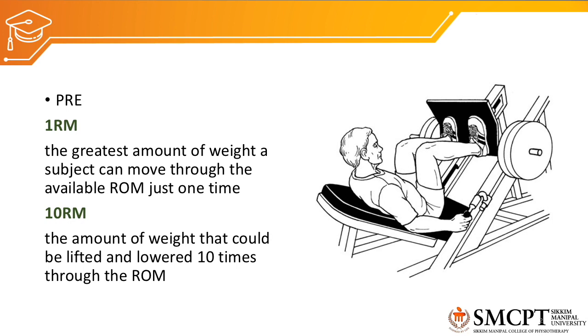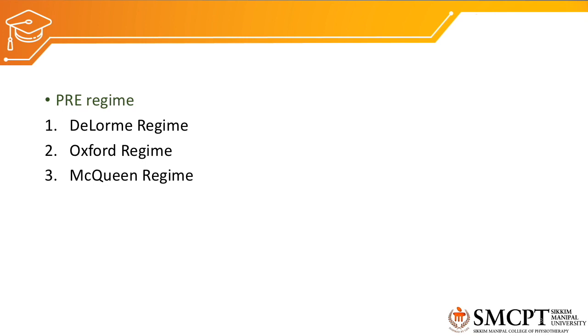Now that we have understood what 10 repetition maximum is, we'll move on to the regimes under progressive resistance exercises. Basically there are three regimes under progressive resistance exercises, called the Delorme regime, Oxford regime and McQueen regime. These regimes give us the picture of the protocol, which consists of intensity, frequency, and volume. That is the amount of load to be used during progressive resistance exercises, the number of sets or repetitions to be used, and the number of sessions per week, or frequency.